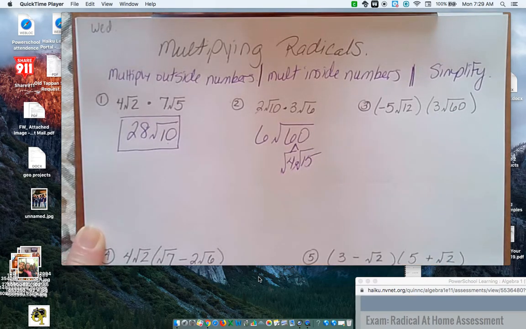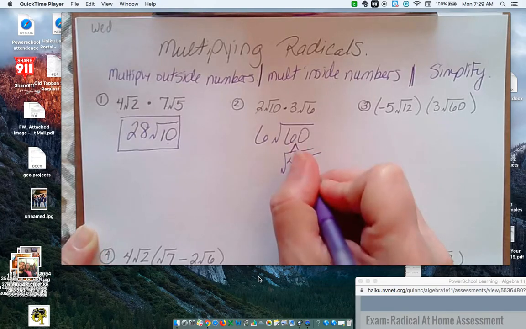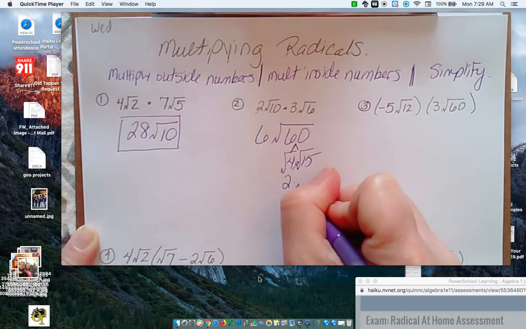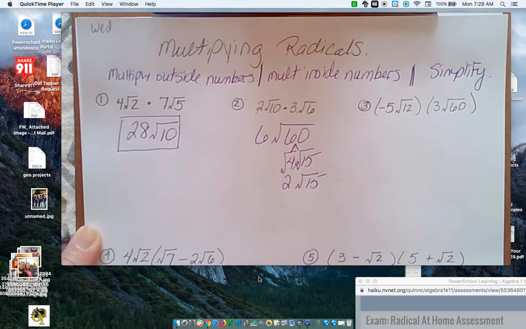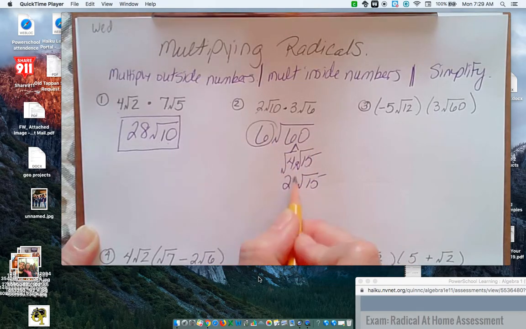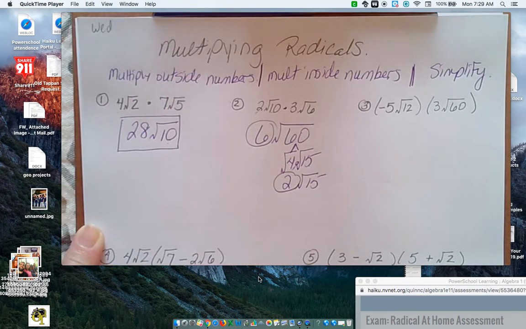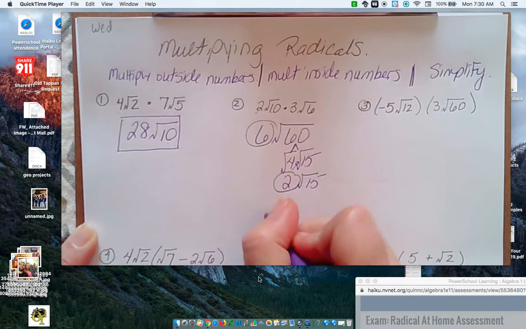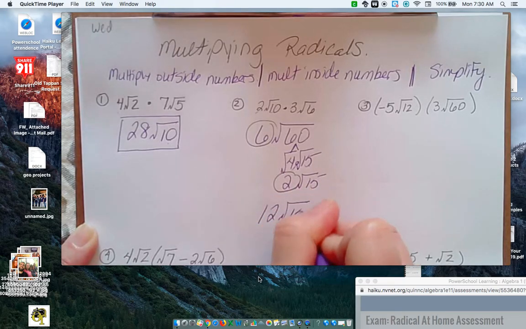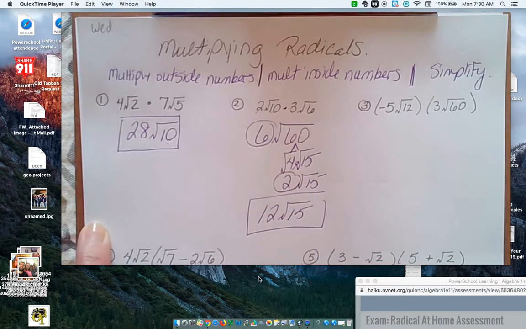So we take the square root of each of these numbers, so we can take the square root of that, it's 2, radical 15. And remember, at this point we said we always multiply the outside numbers. That's what we always can do, multiply the outside numbers. And when we do, we get 12 radical 15. Okay, next.